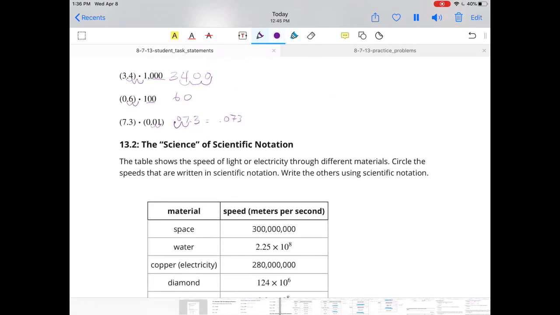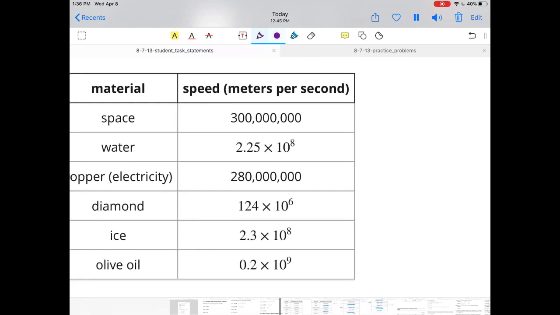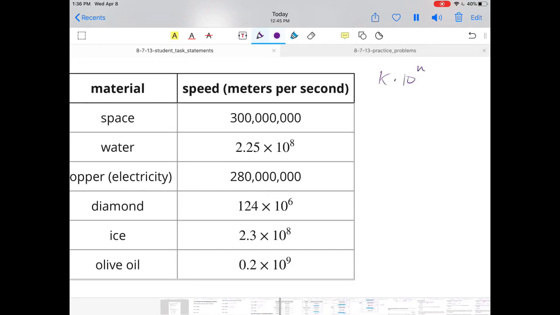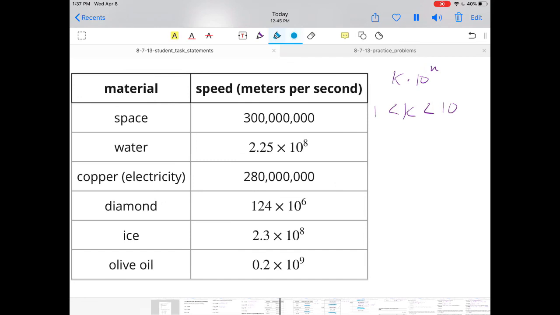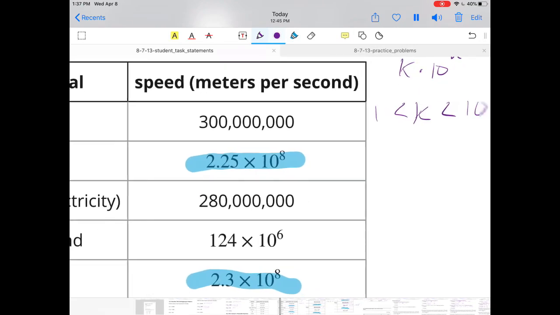And now, the table shows the speed of light or electricity through different materials. Circle the speeds that are written in scientific notation. Write the others using scientific notation. So to give you a heads up, scientific notation looks like this. A number times 10 to the n, where the number is between 1 and 10. Okay? And so if you look at these, a couple of these are already written like that. This one is written like that, because 2.25 is between 1 and 10, and this one. But everything else, we're going to have to rewrite them, okay?